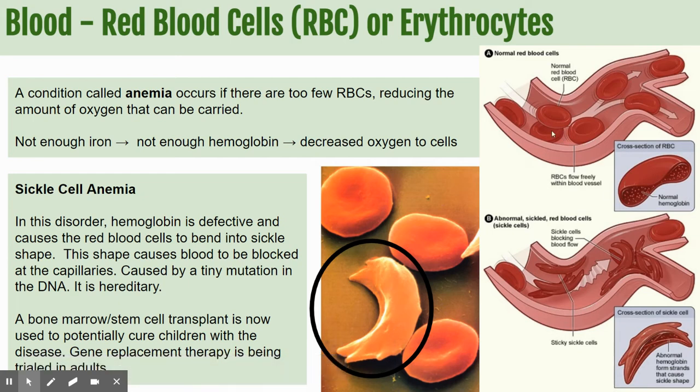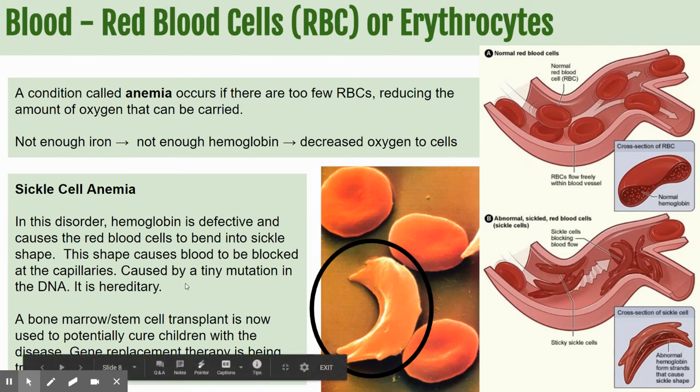You can see in this diagram how normal red blood cells would just flow nice and easy, like a little tube going down a water slide. Well, these sickle cells all get crammed up in the corners of the arteries, at the branches, and cause blockages. They're caused by mutations in the DNA, and yes, it's hereditary, so it's passed on from your parents.